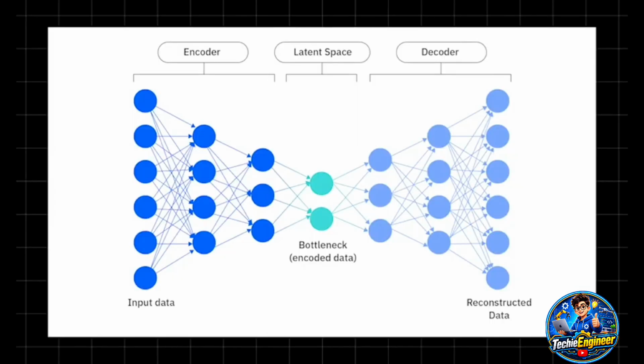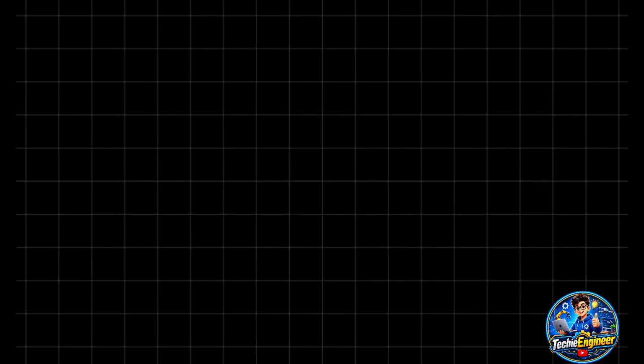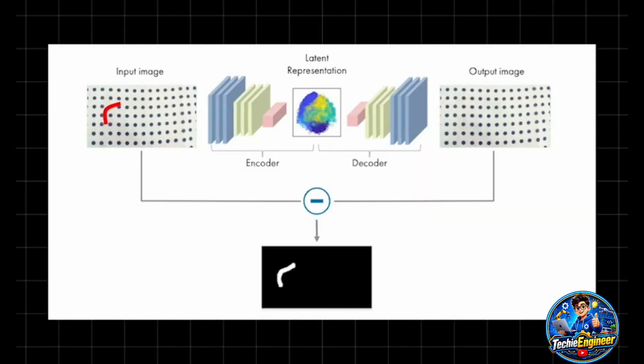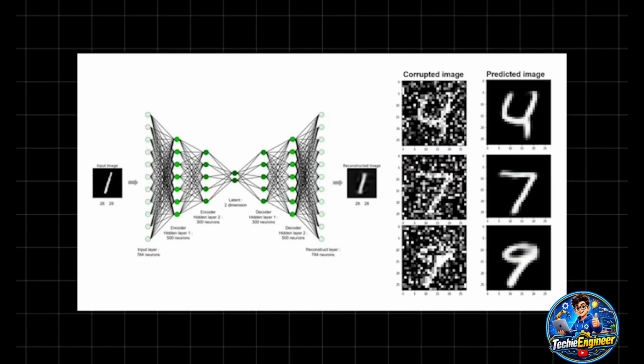A revolutionary deep learning technique for efficient data compression and reconstruction. At its core, an autoencoder is a specialized neural network designed to encode input data into a condensed latent representation, and then decode it back to its original form. This process forces the network to extract and retain only the most essential features of the data.